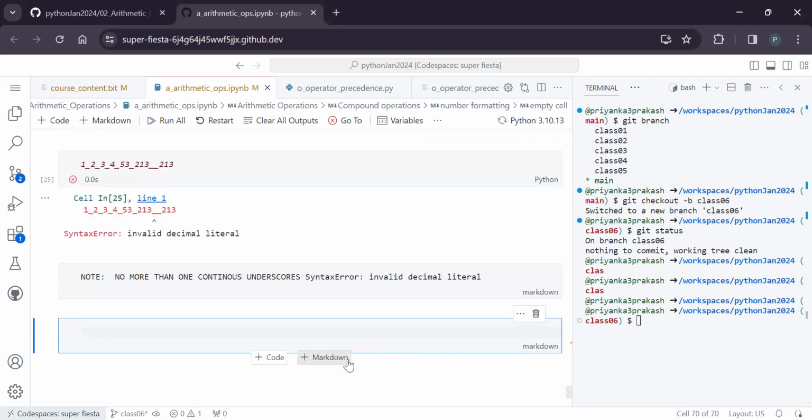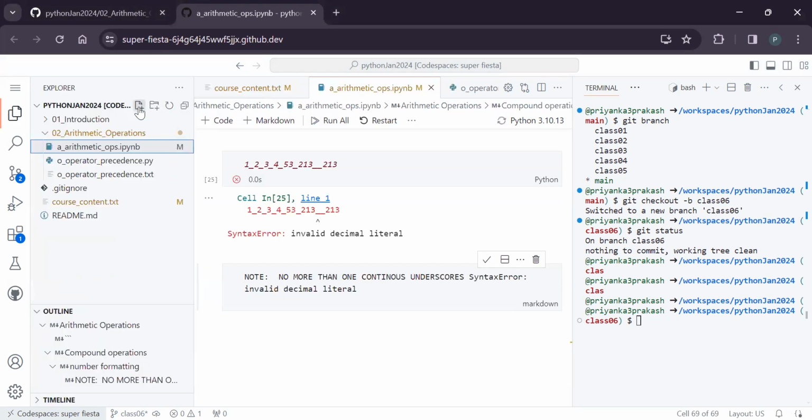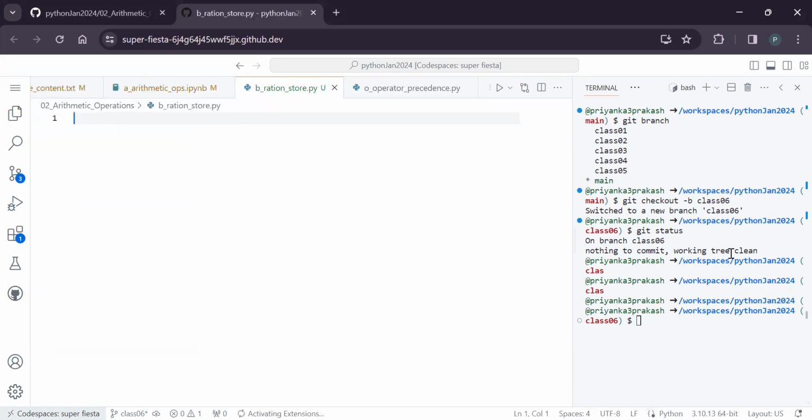Okay. So that is how it works. Now, going further, we understood something about arithmetic operations, formatting, working with large numbers, and all this story. Now let's work on something like a real-time example. Say I'm working on something called a ration store. Ration store, you can understand, right? How a ration store works.